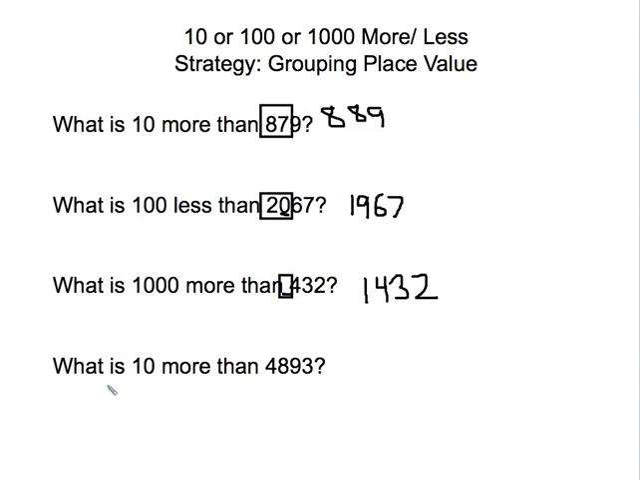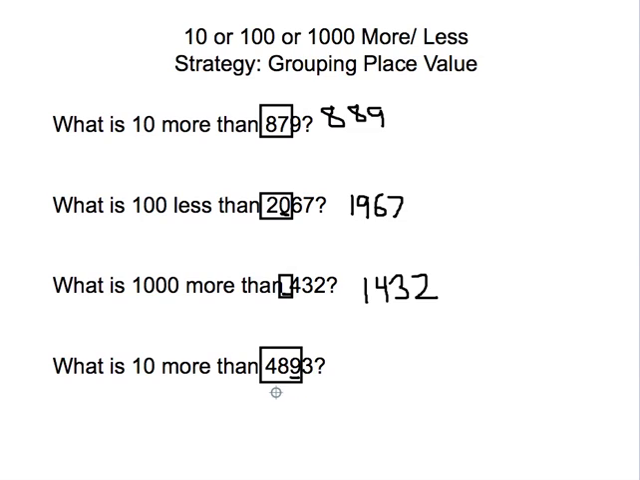On this last problem, I want to know what is 10 more than 4,893. We know that this is my ones and this is my tens place value, but can you think of a different way of grouping it instead of just thinking of it as 9 tens? You could say 89 tens, but I think it's always easiest just to take everything to the left of that place value. So I'm going to think of it as a massive 489 tens. That's a ton of tens.